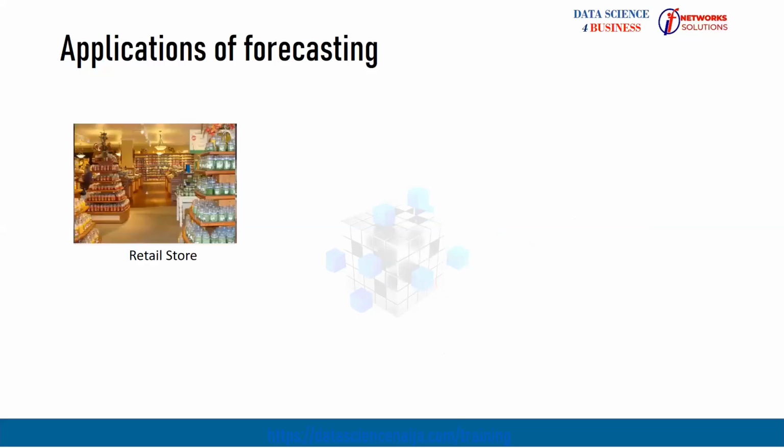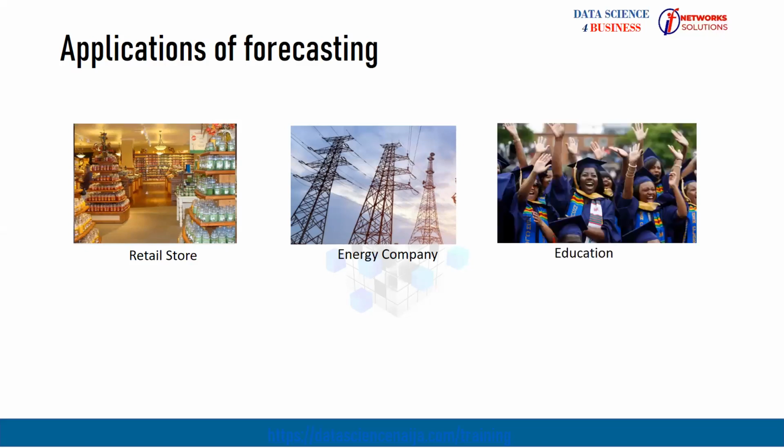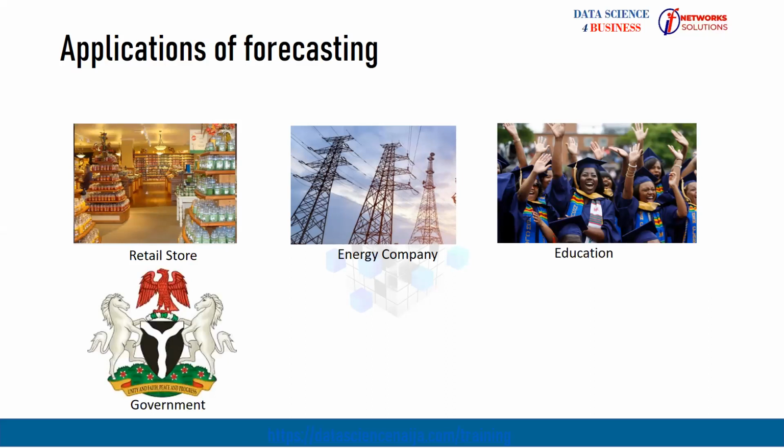Applications of forecasting. Forecasting is used in several application domains. For example, retail stores can use it to forecast their sales. It's used in the energy sector: energy companies can use it to forecast reserves, production, demand, and prices. It's also used in the educational sector: educational institutions can use it to forecast enrollment. Then governments can use it to forecast receipts and spending.